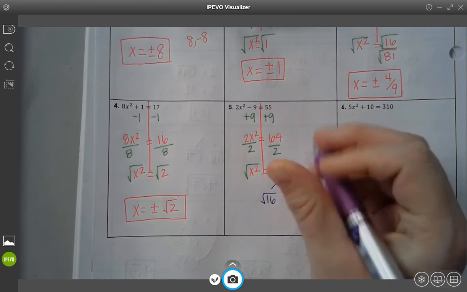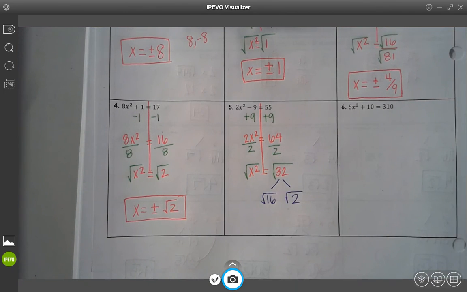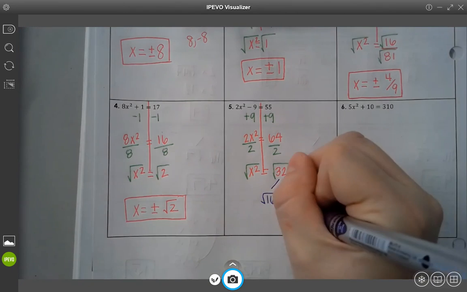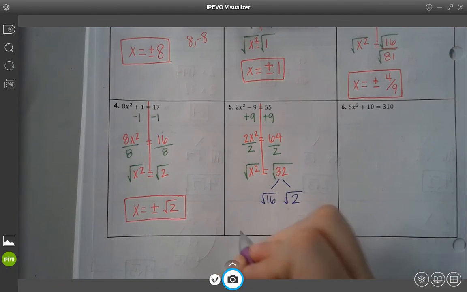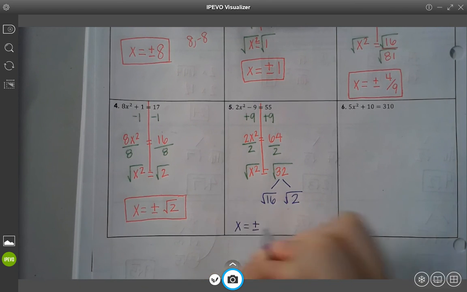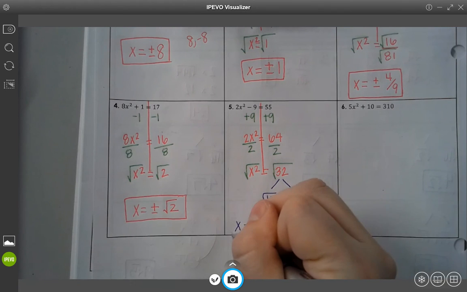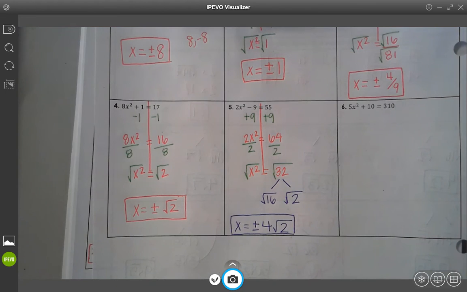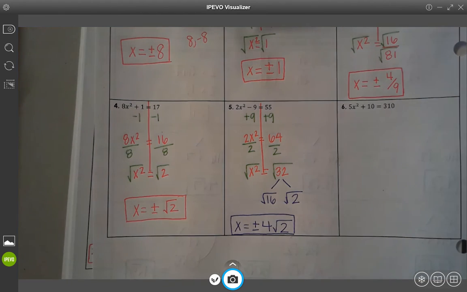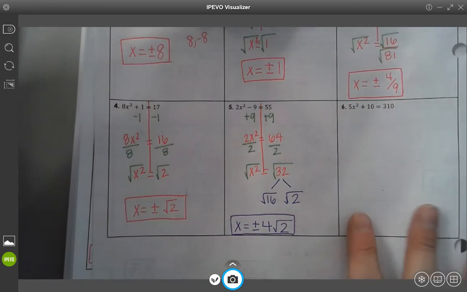16 and 2. What's the square root of 16? 4, and then bring down your square root of 2. Is it always going to have a plus and minus sign? Yes. Yep. Just got to remember to put it.